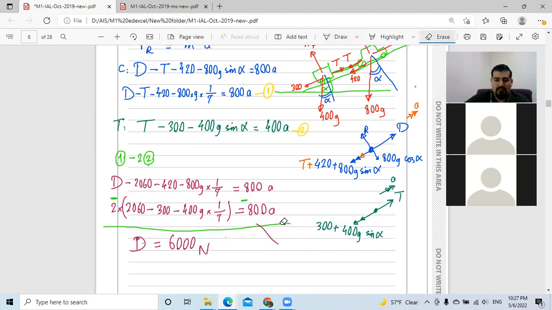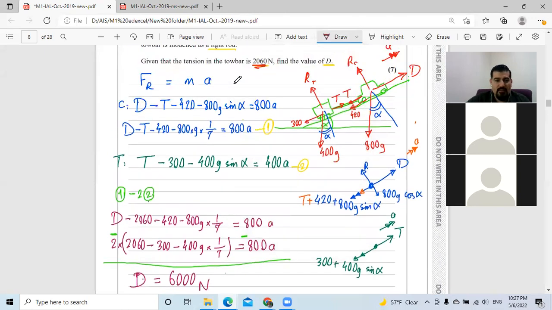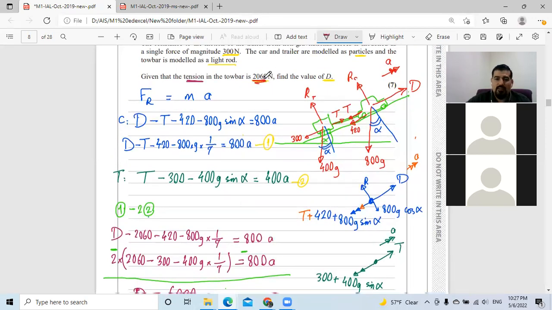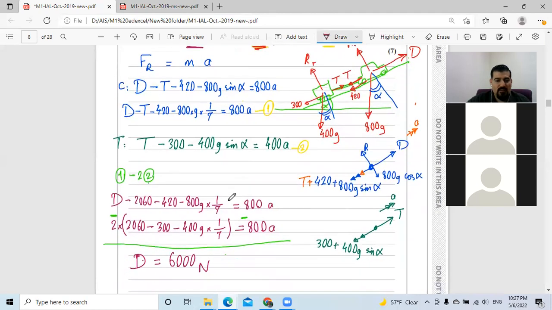Good. Is it clear? Any question here? Sir, how did we know the tension? They give it to us, given that the value of the tension in the tow bar is 2060. Okay, good.